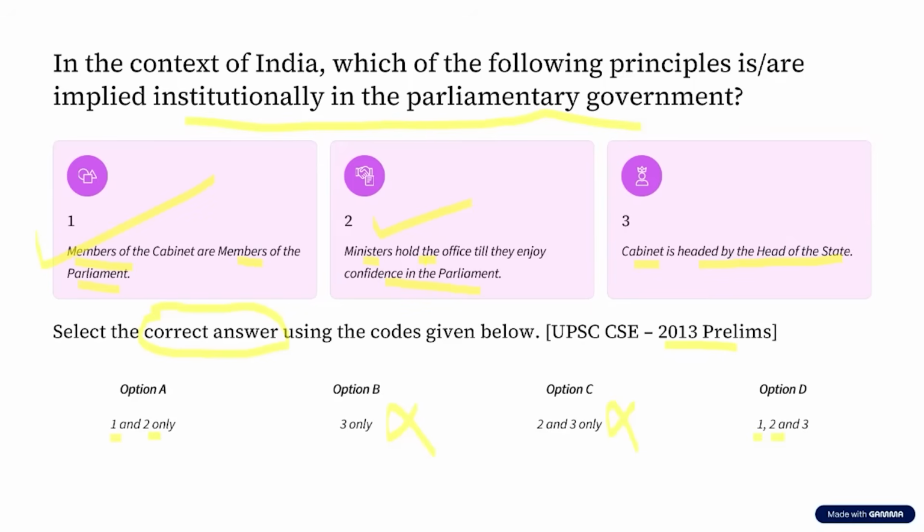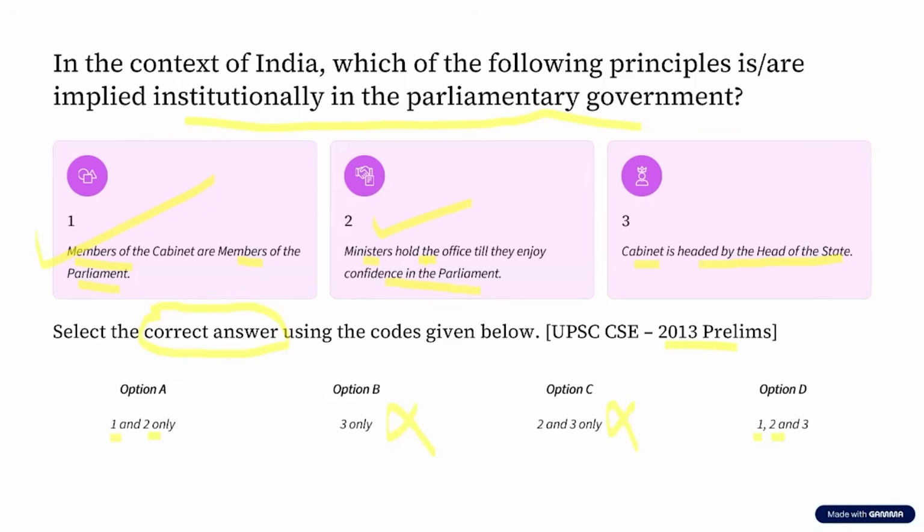Now, who is the nominal head? The nominal head in our parliamentary democracy is the President of India. And who is the real head? It is the Prime Minister of India. Now, this nominal head is also whom we call the head of the state. And this real head is whom we call the head of the government. So the real head, the head of the government, is the prime minister.